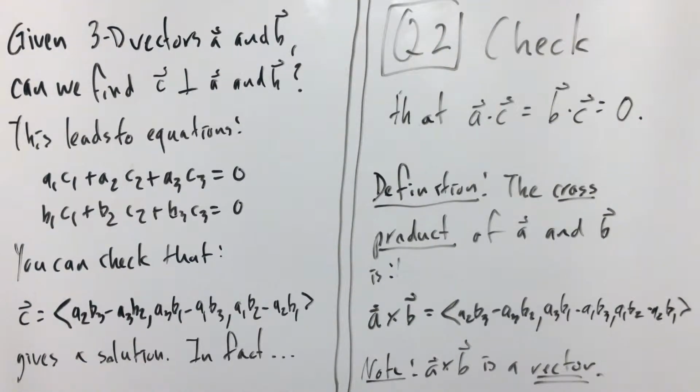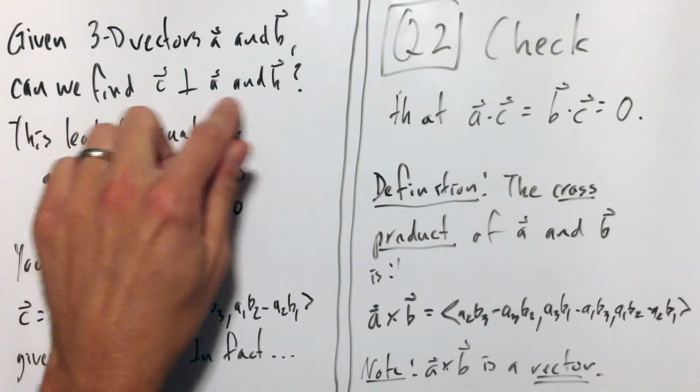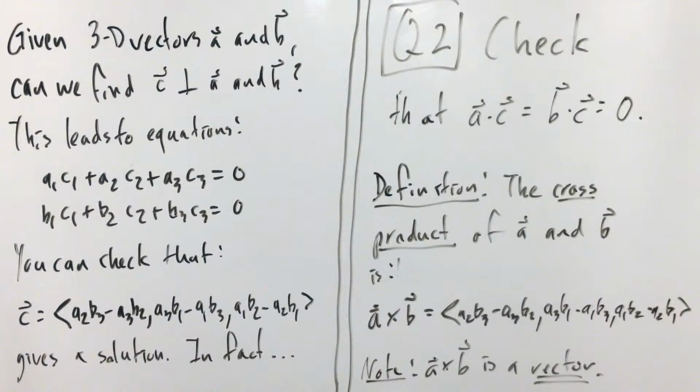So a common question will be, given two vectors A and B, can we find a vector C which is perpendicular to both A and B? And well, the answer is yes, we can. And how can we find it? Well, the equations we get by looking at A dot C equal to 0 and B dot C equal to 0, which is equivalent to them being perpendicular, give us these equations. And this is really an underdetermined set of equations in that we have three unknowns and two equations.